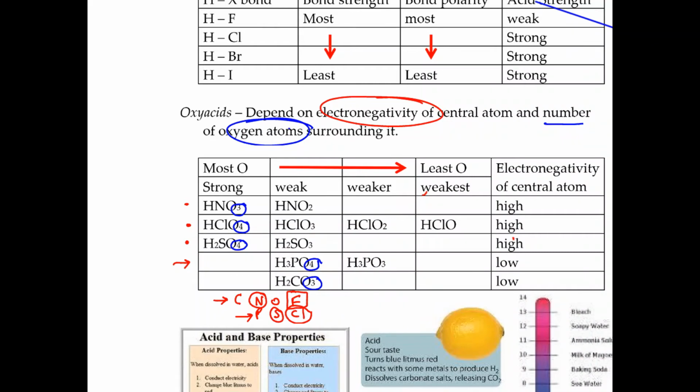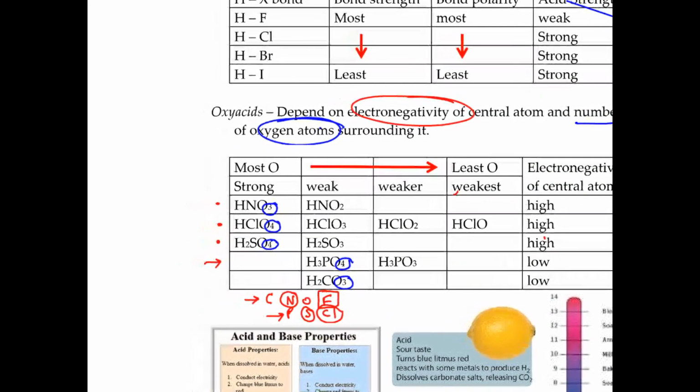So, to understand this one more time, there are 2 factors: electronegativity and the number of O's. Electronegativity for N, Cl, and S is high because they're closer to fluorine on the periodic table, which, if you had to really explain it, is because their size is smaller. However, C and P are not as strong, and so acids with those central atoms are not strong acids. They're weak acids. All right, let me give you one more thing to help you understand the number of O's and why that works here.